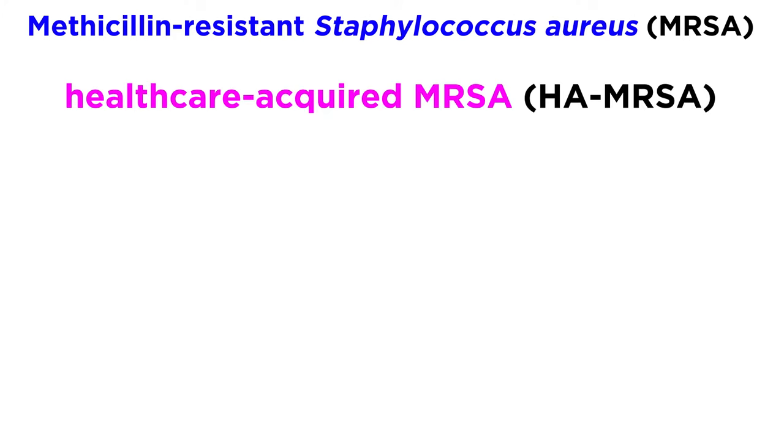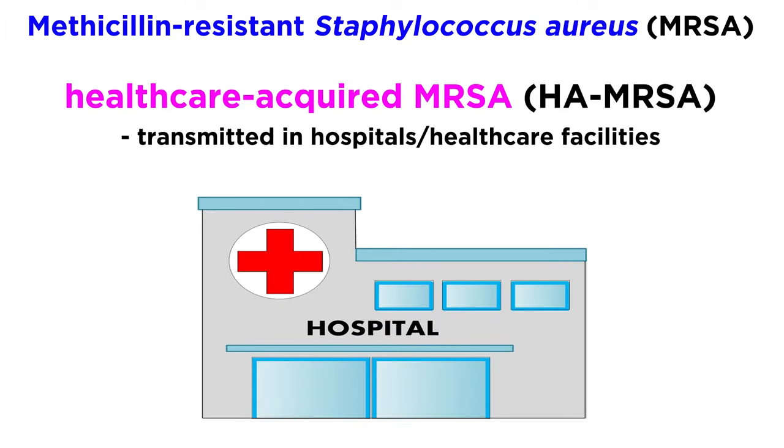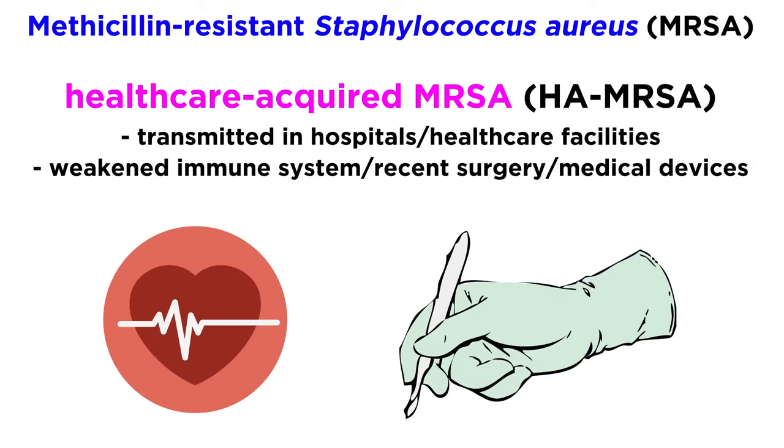For instance, healthcare-acquired MRSA, or HAMRSA, has been documented since the 1960s, particularly in hospitals and other healthcare facilities. Patients with weakened immune systems, recent surgery, or those with medical devices implanted are at higher risk for HAMRSA, and the incidence of these infections has been increasing steadily over time.